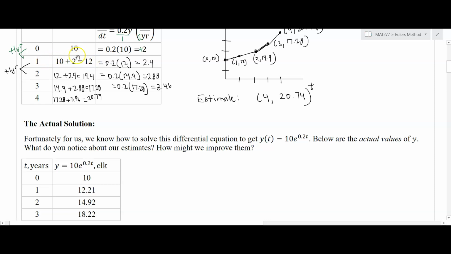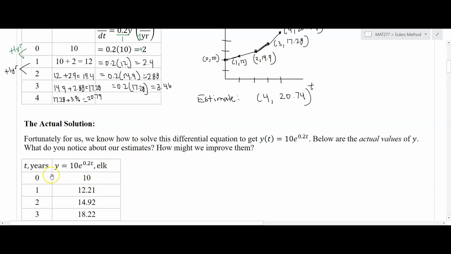At time 1, we estimated 12 elk, but in actuality there were 12.21. This is the disadvantage of assuming a constant rate of change, because the rate of change is actually getting increasingly larger. So if we looked at time 1/2, it would no longer be a rate of change of 2 elk per year. It would probably be somewhere along the lines of 2.2 elk per year.